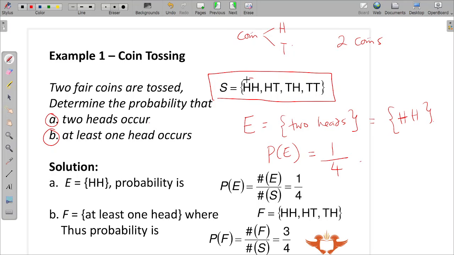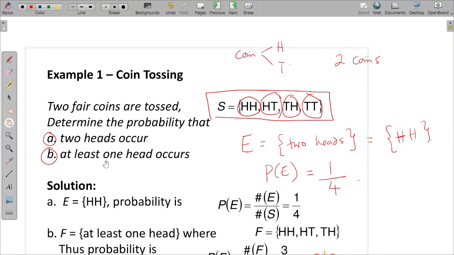This makes one outcome. This also is another outcome. This also is another outcome. This also is another outcome. So we have 4 outcomes there. So the event of 2 heads is just one of the outcomes, which is 1 over 4. Okay, that's fine.